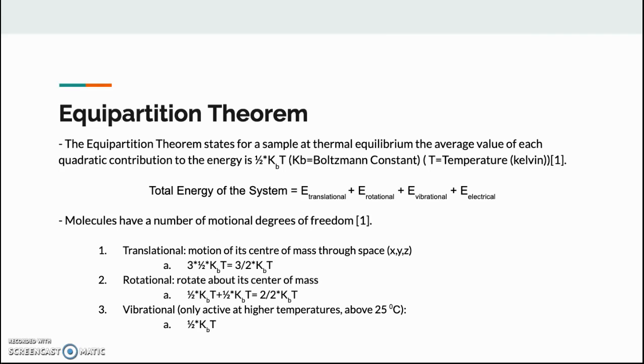An atom or molecule also has the ability to rotate about its center of mass, referred to as rotational motion. Each motional degree of freedom for rotational motion adds an additional 1/2 kBT. Vibrational energy, which includes kinetic and potential, contributes an additional 1/2 kBT. However, this is only taken into account at higher temperatures, such as those above 25 degrees Celsius.